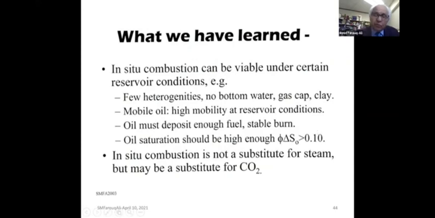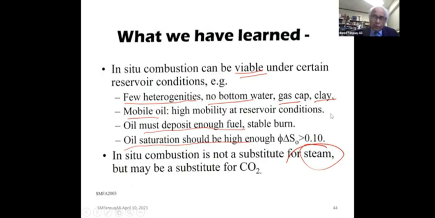What we have learned is, number one, in situ combustion can be viable under certain conditions if you have very few heterogeneities. Heterogeneous reservoirs are no good for combustion. And if there's no bottom water and no gas cap and no clay, so you can see that you have to have very high quality reservoirs, and the oil should be mobile. And the oil must deposit enough fuel. And the oil saturation must be high. And if all that is true, then you say, why not use steam, which is much better, better proven. And you have to really weigh that very carefully.